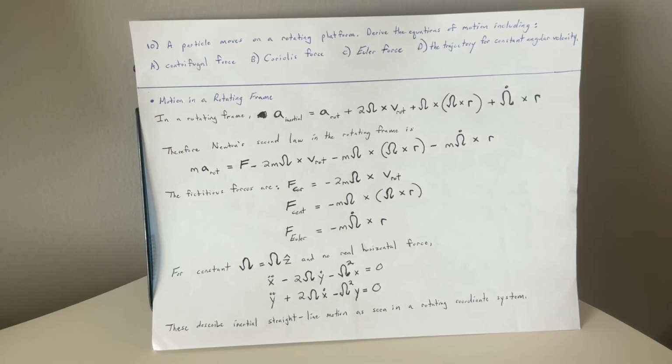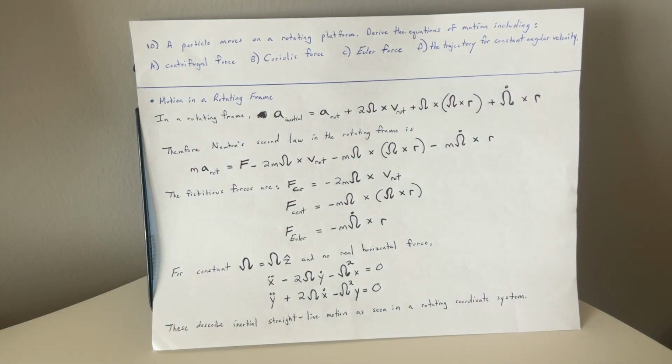So picking up with part 4, number 10: a particle moves on a rotating platform. Derive the equations of motion, including centrifugal force, Coriolis force, Euler force, and the trajectory for constant angular velocity. So this is motion in a rotating frame.